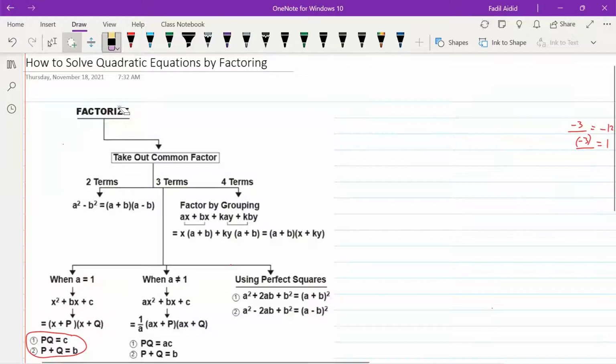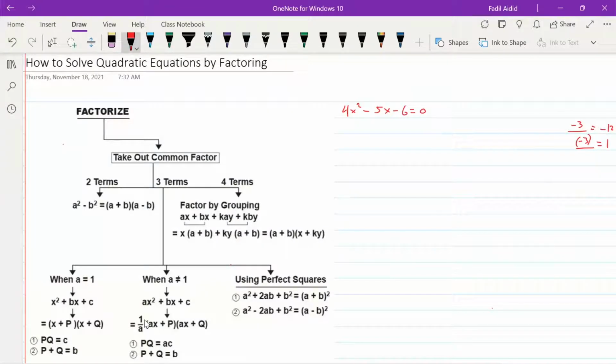Now another case is when a is not equal to 1, so in the form of ax squared plus bx plus c. So you can use this format. For example, if I have 4x squared minus 5x minus 6 equals 0. The structure or format that you need to remember is 1 over a, times ax plus some number that we need to find, p, and then ax plus another number that we need to find, q.